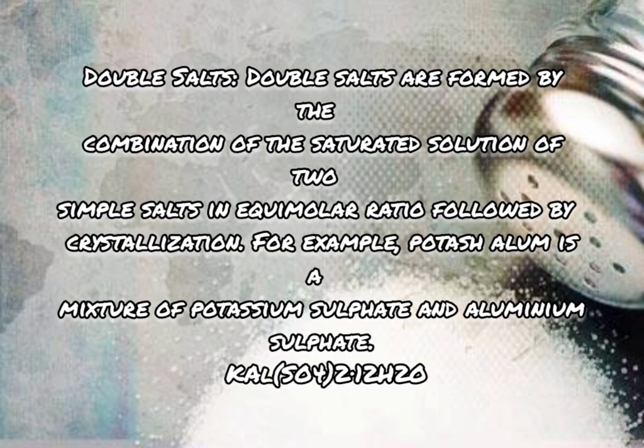Double salts. Double salts are formed by the combination of the saturated solution of two simple salts in an equimolar ratio followed by crystallization. For example, potash alum is a mixture of potassium sulfate and aluminum sulfate. Here is an example for that.